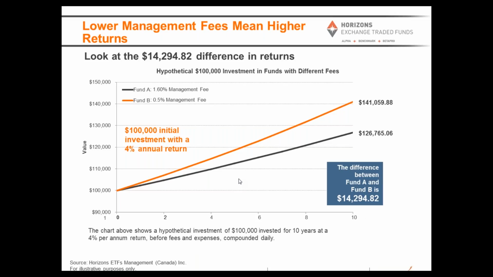The black line is a mutual fund with a management fee of 1.6%. The orange line is an ETF. They're both invested in the exact same thing that has a management fee of 0.5%. What you see over that 10 years is this ETF, because of the lower fees, puts $14,294.82 in the investor's pocket just by virtue of buying the lower cost instrument. This is one of the key tenets and huge values that ETFs offer, is that they let you keep more money in your pocket.